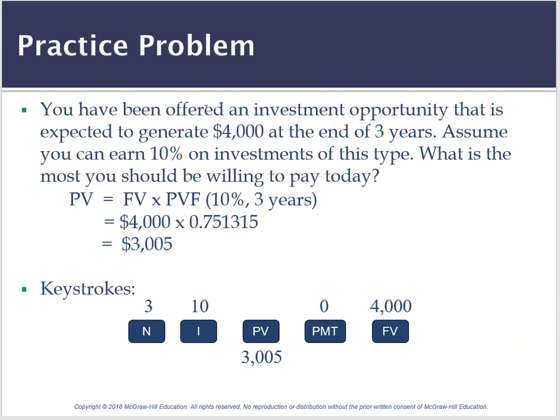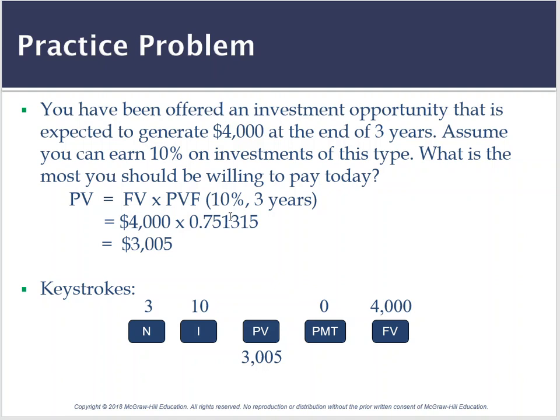Okay, here's a practice problem you've been given. You've been offered an investment opportunity that is expected to generate $4,000 at the end of 3 years. So at the end of the third year, we are expected to get $4,000. Assume you earn a 10% return on investments of this type. What is the most you'd be willing to pay for this investment today?